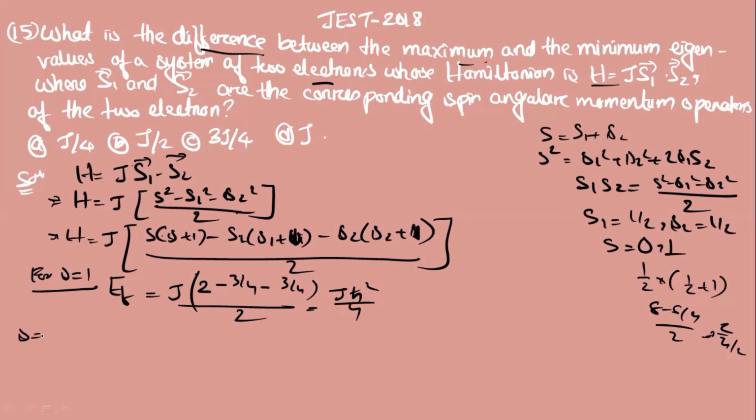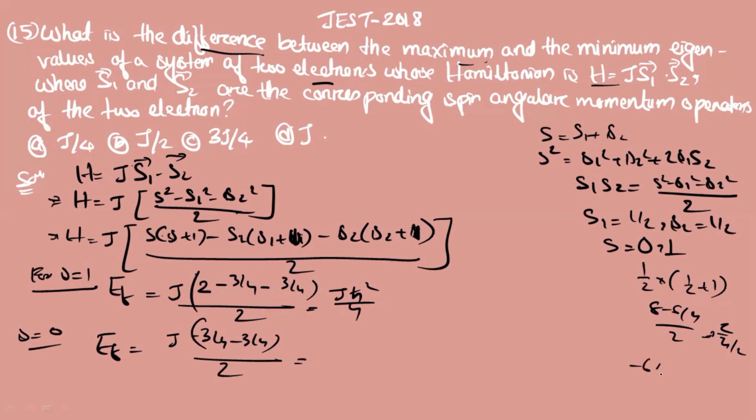Again, for S equal to 0, directly only these two terms will be there: minus 3 by 4, minus 3 by 4, and this is 2. Clear? So it will give you minus 6 by 4 by 2. And 2 will cancel, so it is minus 3 by 4 J. All right, this is what we will have.